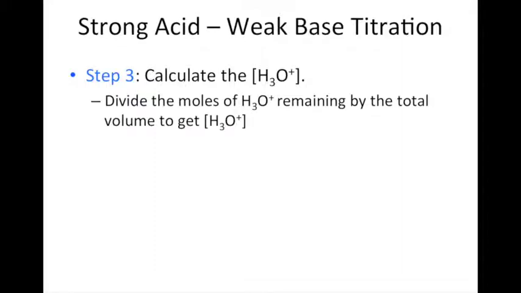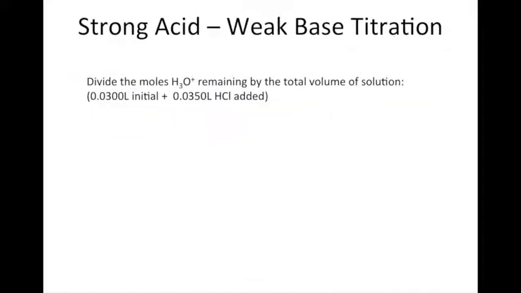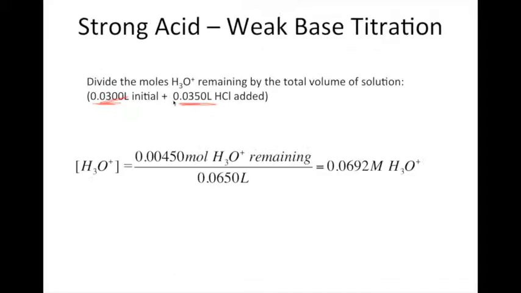So let's divide, of course, by the total volume. So what's our total volume? Well, of course, our total volume is going to be the volume that we started with. We started, remember, with 30 milliliters of ammonia, and our question said that we added 35 mL of acid. So we just have to convert those to liters, add them together, and divide the moles of H3O+ remaining by the total volume, 65 milliliters converted to liters, and we get a concentration now. Our concentration of hydronium is 0.0692 molar hydronium.